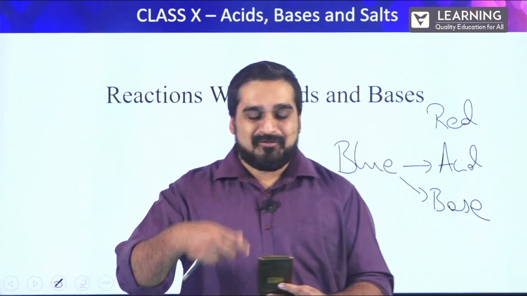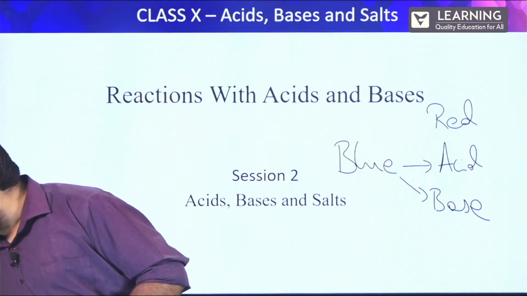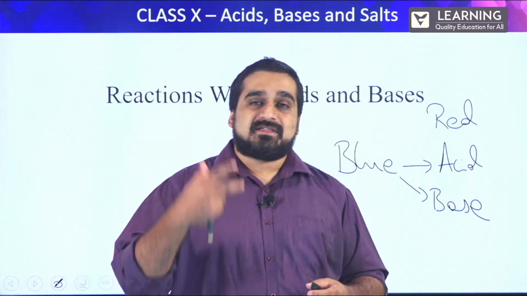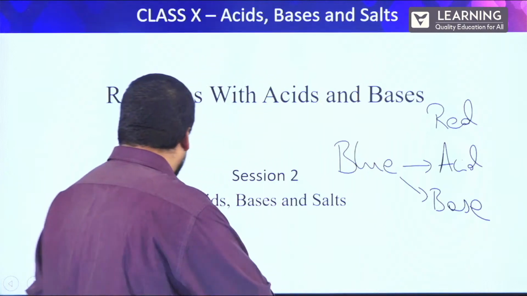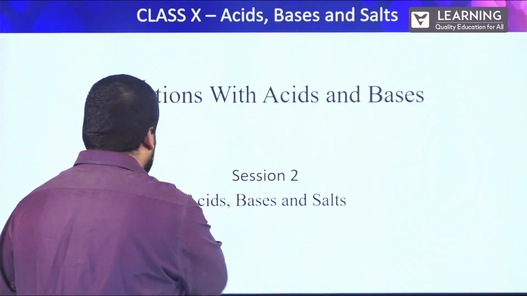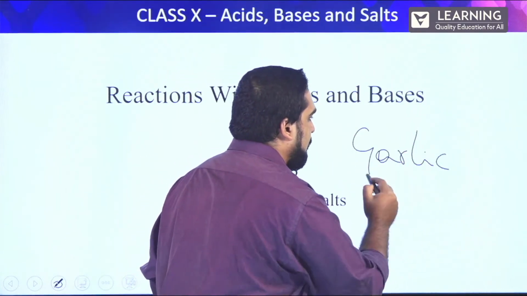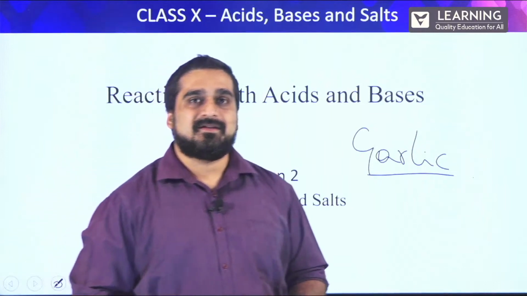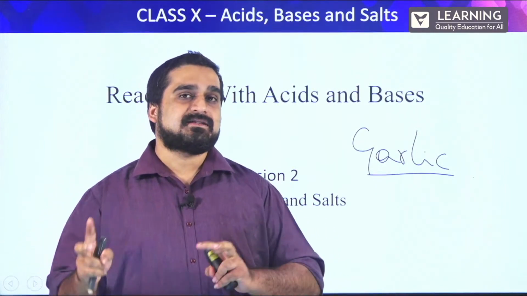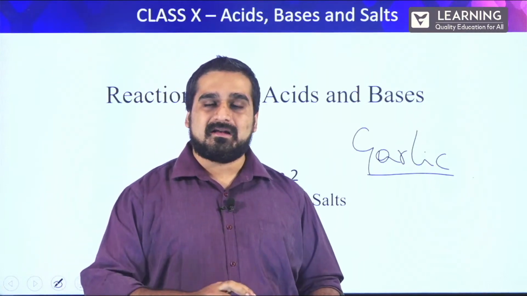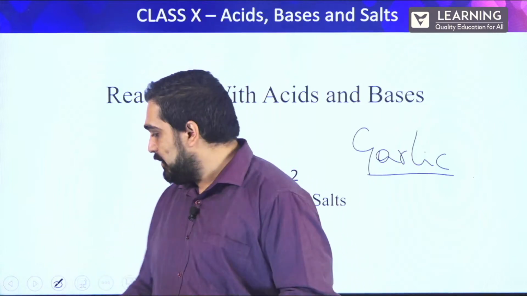Okay, more viewers are joining slowly, but anyway, let me present the answer. The third olfactory indicator is garlic. There are two ways you can determine whether a given substance is an acid or a base. One is by color test and the other is by olfactory indicators.